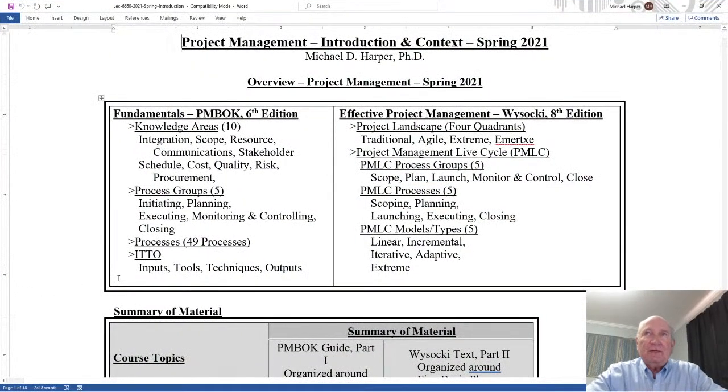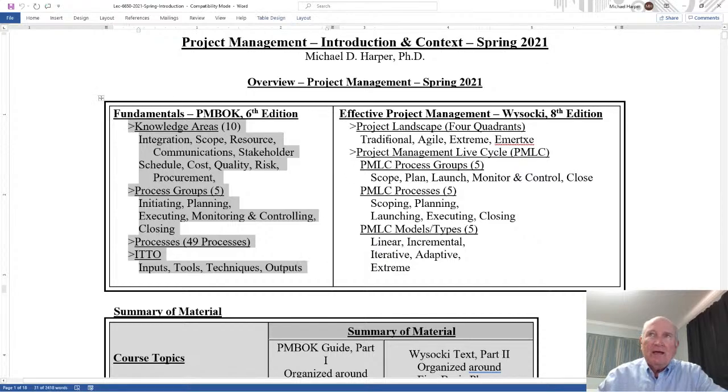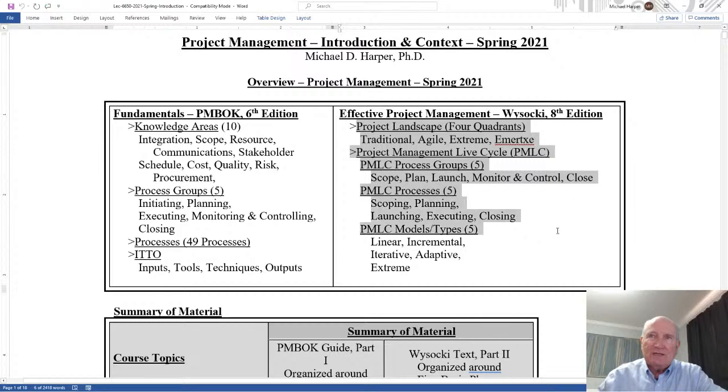In project management, the introduction and context, the notes, I start with an overview of the material. The PMBOK is organized around 10 knowledge areas, 5 process groups, 49 processes, and ITTO stands for inputs, tools, techniques, and outputs. And Wysocki's Effective Project Management, the 8th edition, is organized around the 4 quadrants of the project landscape, life cycles, process groups, processes, and models.